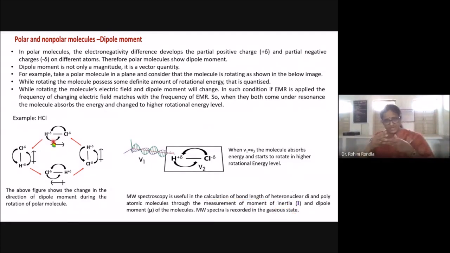You know that a moving charged particle develops an electric field and a magnetic field. Any moving charged particle develops electric and magnetic fields. So here the electric field is changing, that is why the dipole moment is also changing. So they will have some frequency. If this frequency matches the electromagnetic radiation frequency, then it catches that radiation and will go to a higher rotational energy level.